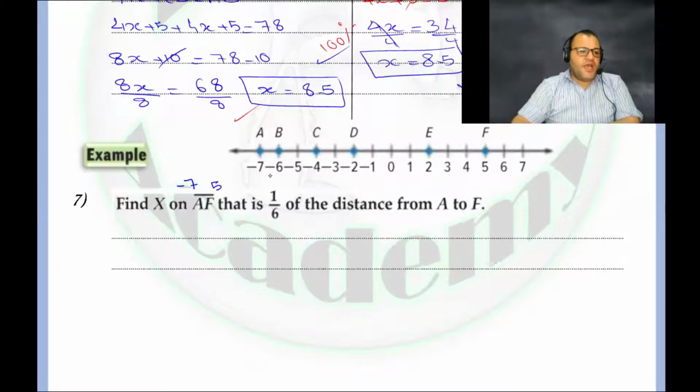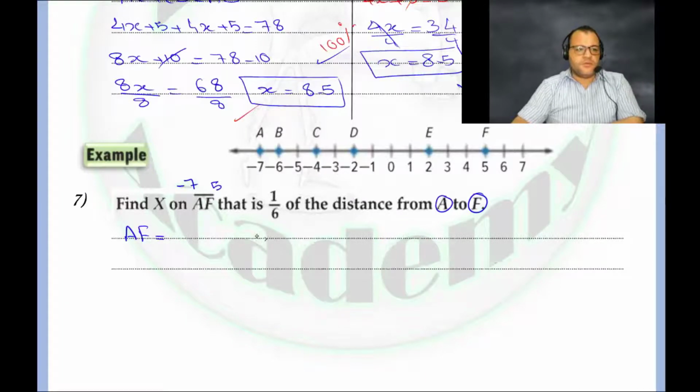So when I say any fraction except 1/2, I have to define whether starting from point A or from point F. So when I say from A, I need 1/6 of the distance from A to F. At first I need to find the distance from A to F. So how do we find the distance from A to F?